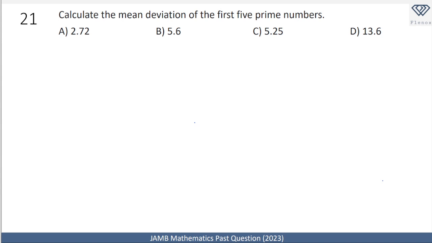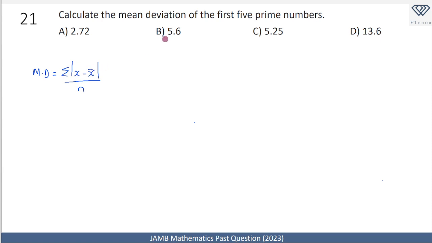So question 21 asks us to calculate the mean deviation of the first 5 prime numbers. The formula for the mean deviation is given as the summation of the absolute value of x minus x bar, over n, where x bar is the mean.